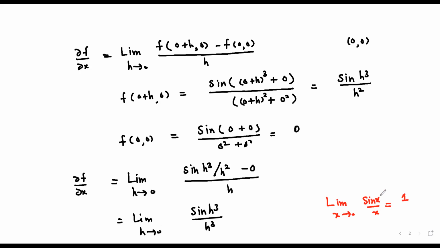The thing which is in the angle of the sine is the same in the denominator, so h cubed divided by h cubed. So this limit is equal to 1. Okay students, it means that partial f by partial x at the specified point (0, 0) is equal to 1.